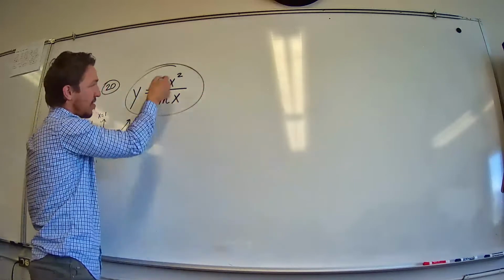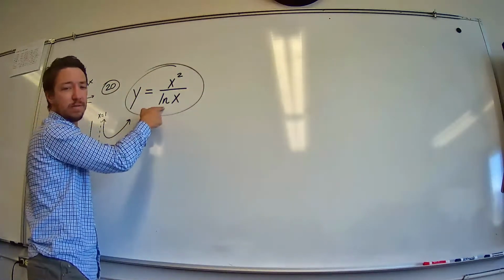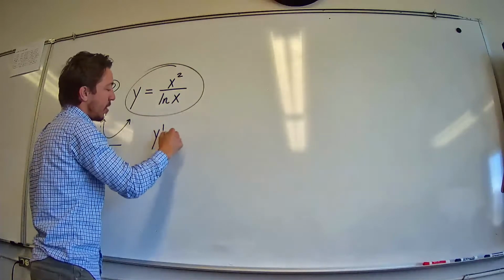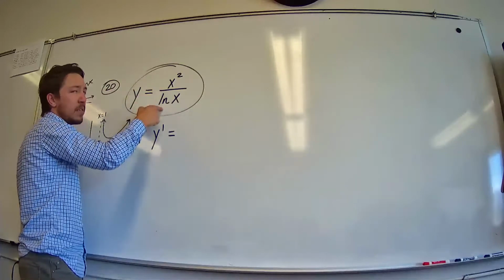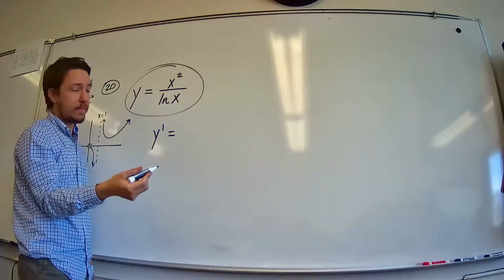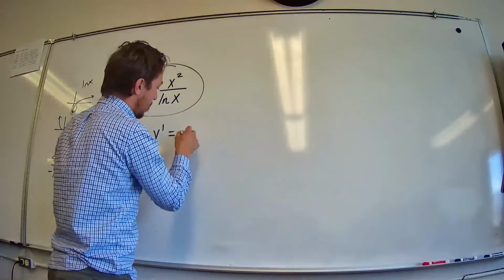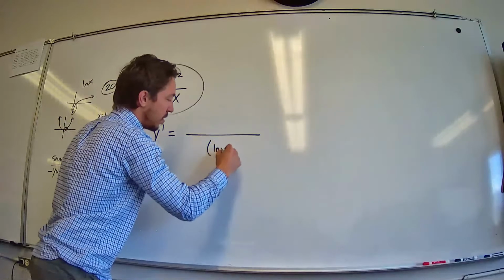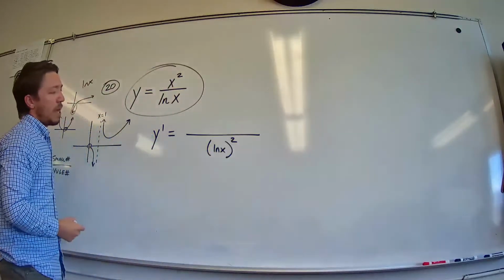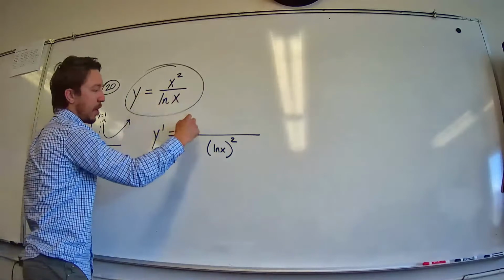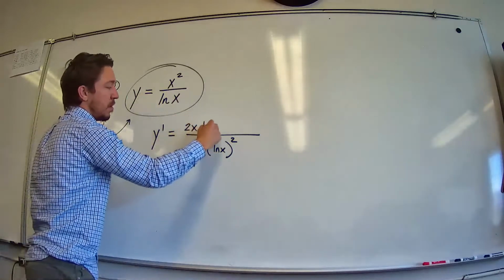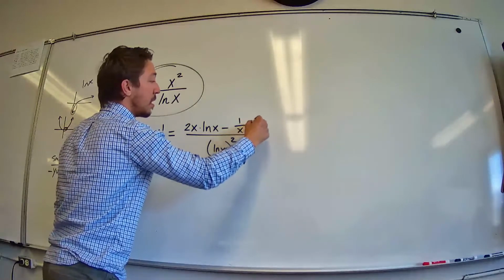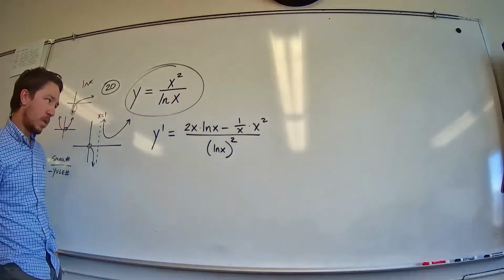Okay, so first thing, which rule? Quotient rule. Anything else is going to make it harder than it needs to be. So my A over B turns into A prime B minus B prime A, over B squared. So the bottom is going to be log squared, and then the top is going to be A prime, 2x times the natural log of x, minus B prime, which is 1 over x, times x squared.